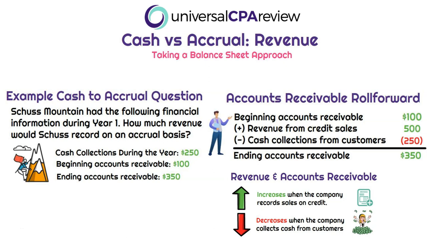So we know that the balance sheet roll forward works, and now we're comfortable that revenue recognized under an accrual basis is $500, while on a cash basis, revenue would be $250, right? So that's the fundamental difference here. And then on our balance sheet, we would still have that $350 that hopefully we'll collect next year.